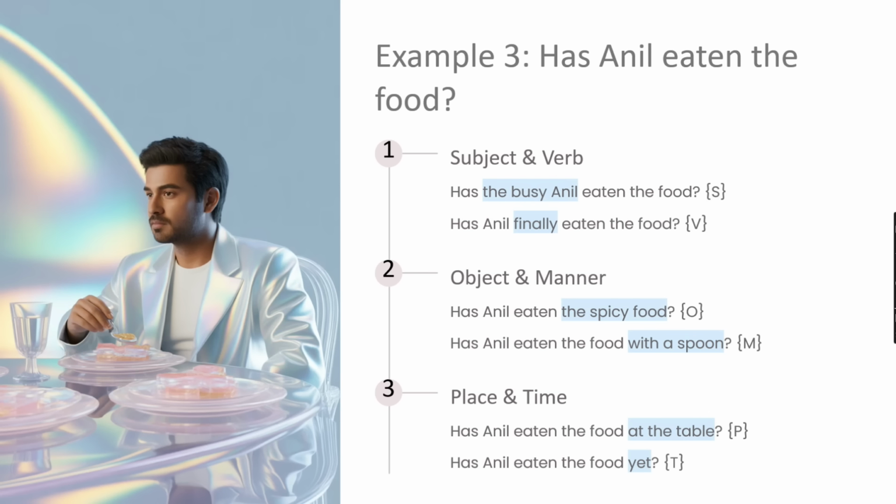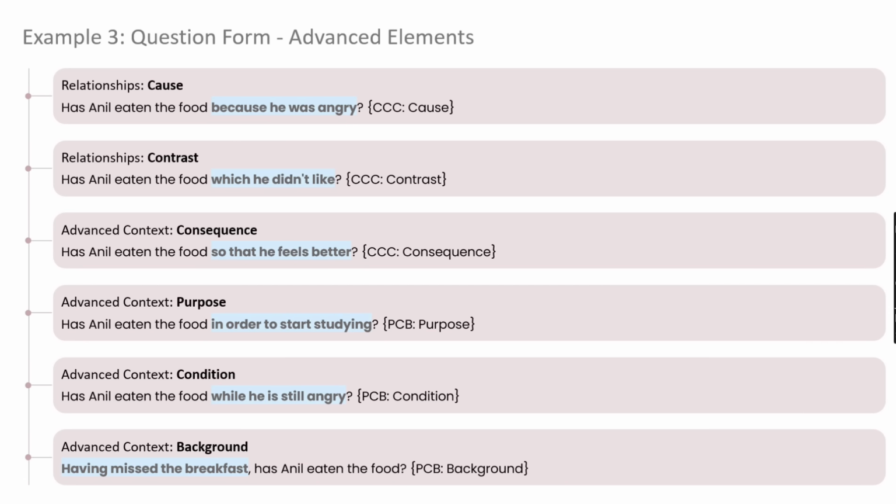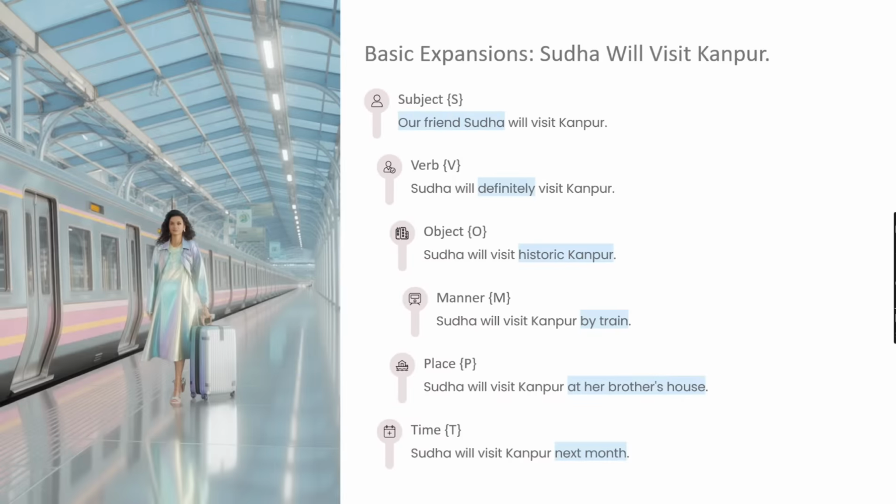Has the busy Anil eaten the food? I have clearly expanded the verb, then I have object, then I have expanded the object and added manner detail. Now after that, I am building and adding logic to the sentence. You can clearly see I am adding cause, contrast, consequence detail, adding purpose detail and condition detail and background detail. So this is how you can expand or enhance any English sentence, whether it's a 2-word long sentence, whether it's a 3-word long sentence, easily. Now let's move on to the next example.